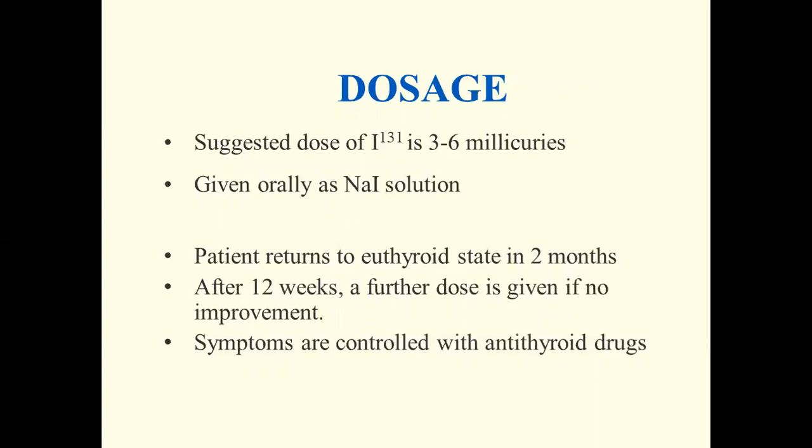Now the patient takes around 10 to 12 weeks to become euthyroid. So in the gap, after you give the single dose, you have to keep the patient on antithyroid drugs to keep the patient euthyroid. Now at 12 weeks, you may have to give a second dose or even a third dose later if there is no improvement.